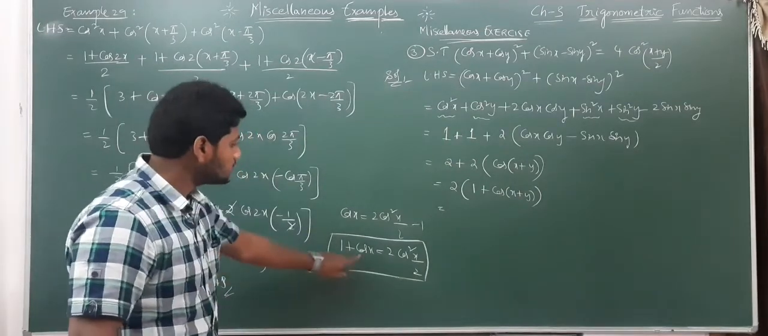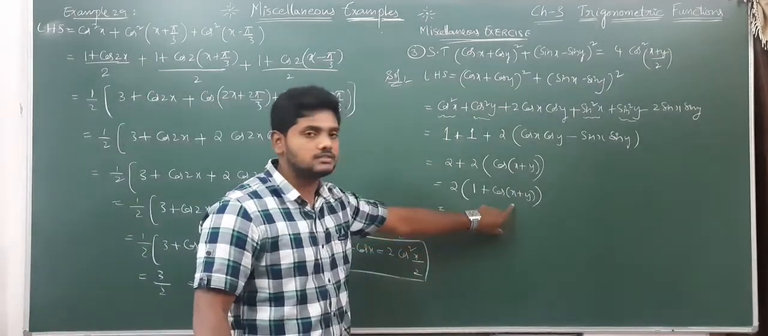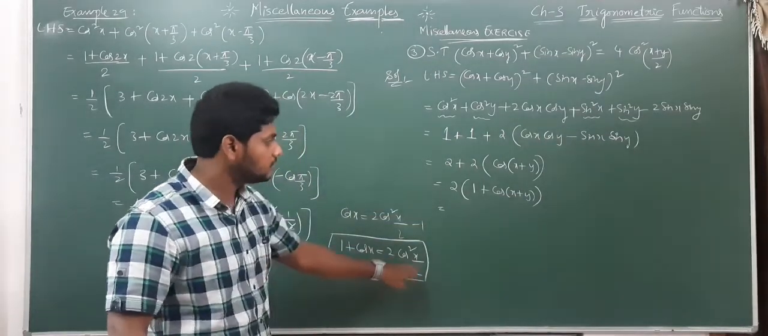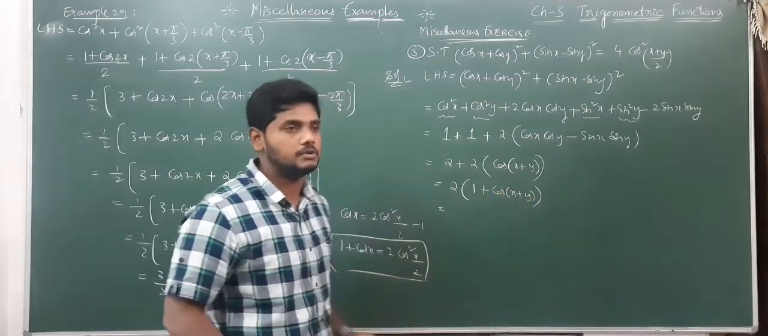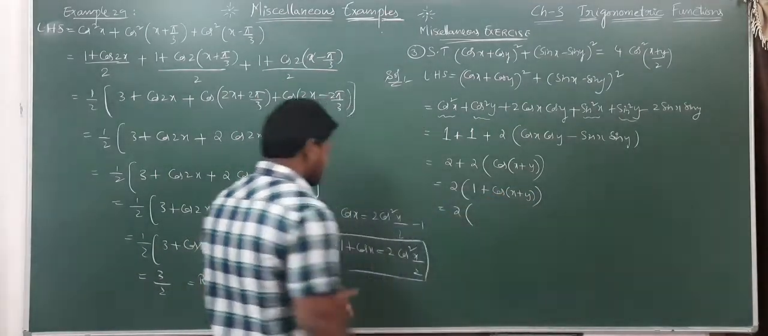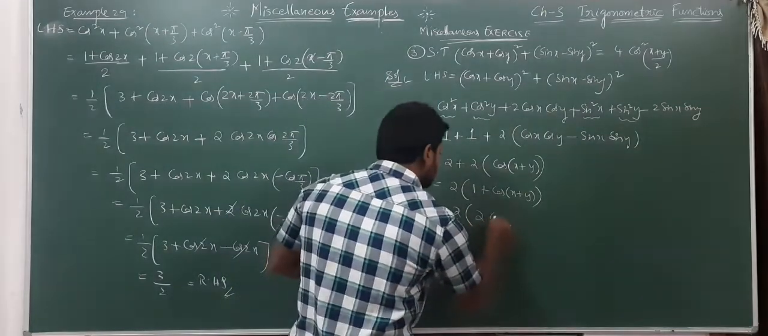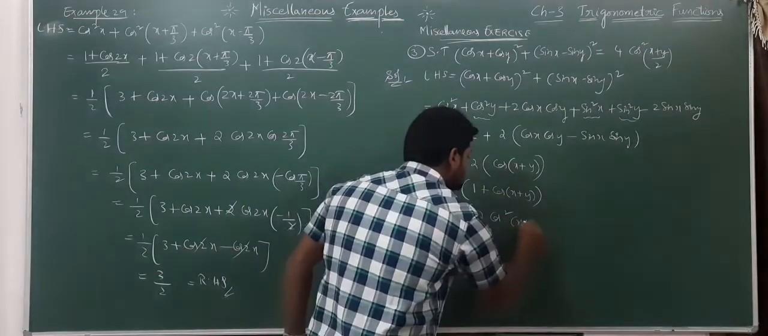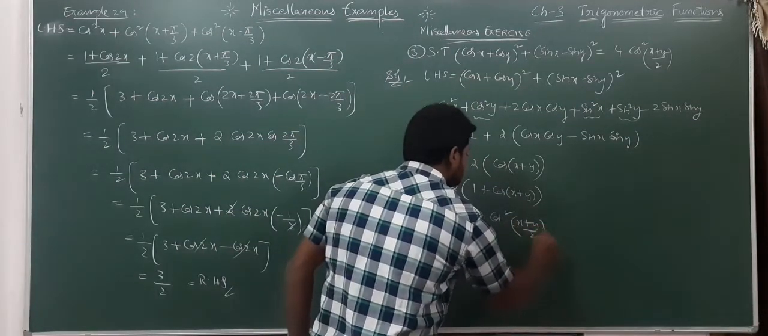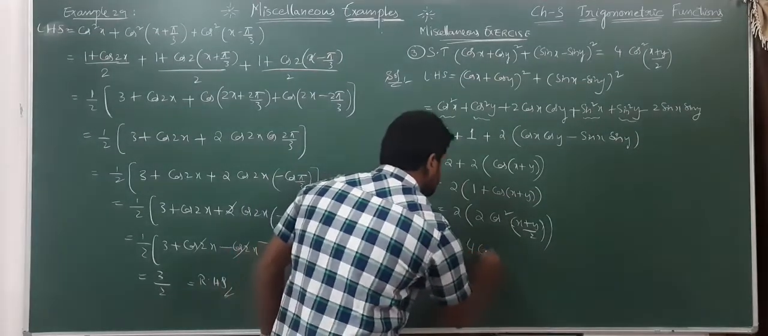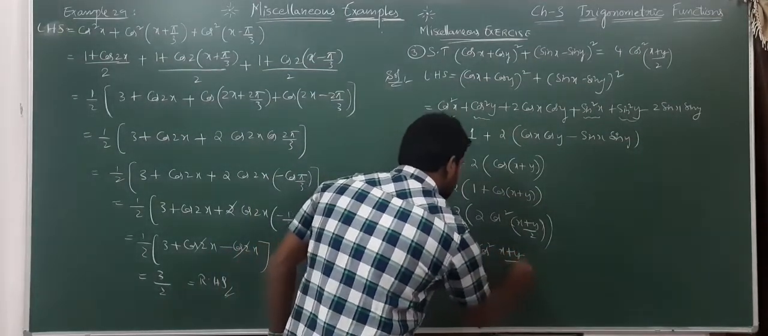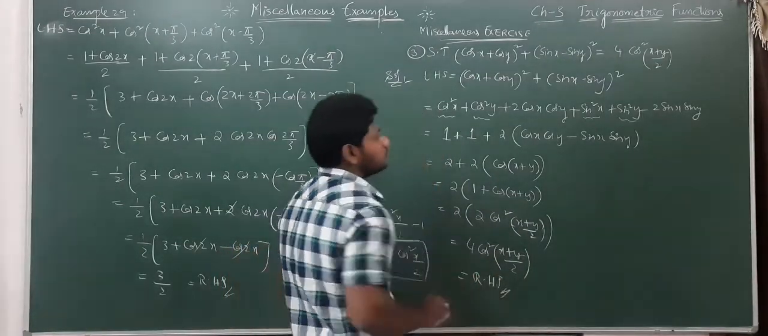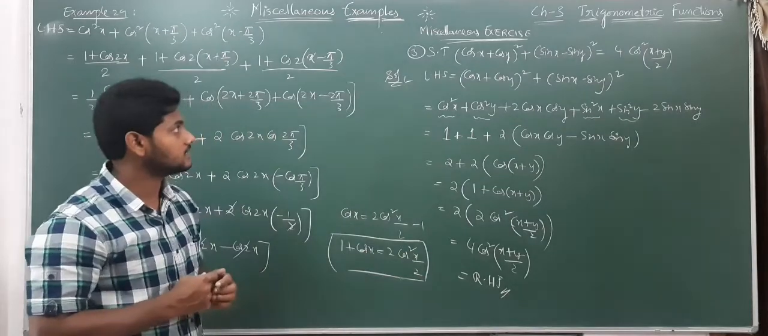See, 1 plus cos, instead of x, (x plus y) is there. So here x means x by 2, here cos x means (x plus y) by 2. That's it. So this is 2 into cos square (x plus y) by 2. Apply this formula: 2 into cos square of (x plus y) by 2. So now 2 into 2 it will become 4 cos square (x plus y) by 2, which is our required RHS. So this is about the problems of the miscellaneous exercise.